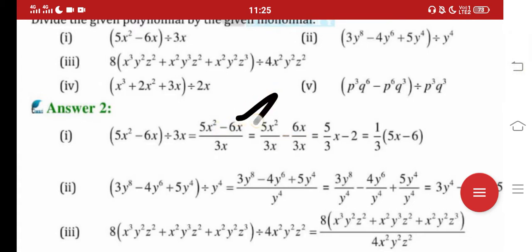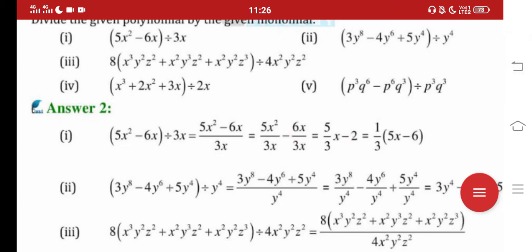And the second term, 6x upon 3x. So here we have written 6x upon 3x. Now here is x to the power 2 and here is x. So when you cancel out this term, you will get only 1 x and 5 by 3 as it is. Now x and x cancel out from here, and 3 ones are 3, 3 twos are 6. So here you get 2.